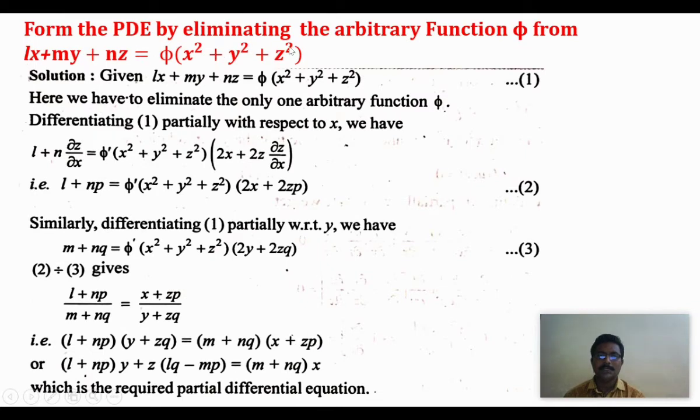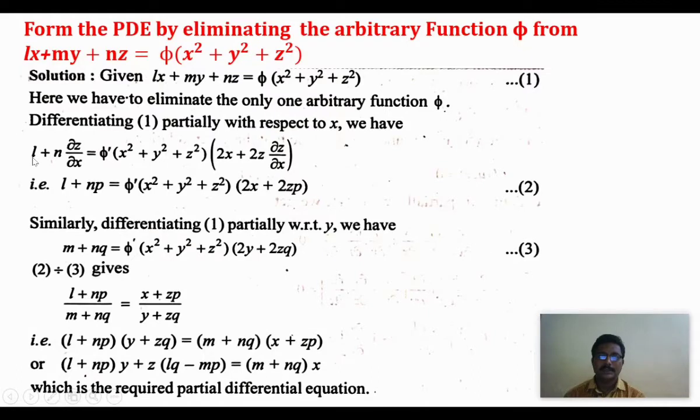Form the partial differential equation by eliminating the arbitrary function phi from lx plus my plus nz is phi of x square plus y square plus z square, the given equation. So here we have to eliminate only one arbitrary function, that is phi. For this we have to differentiate partially with respect to x and partially with respect to y.